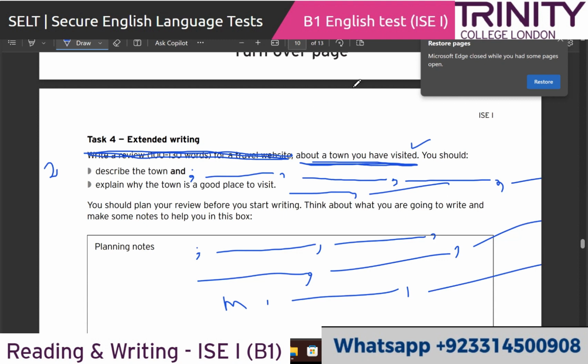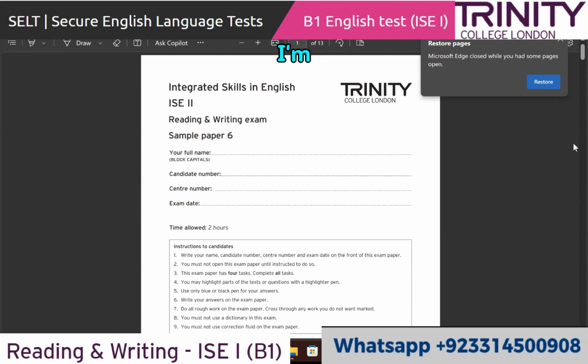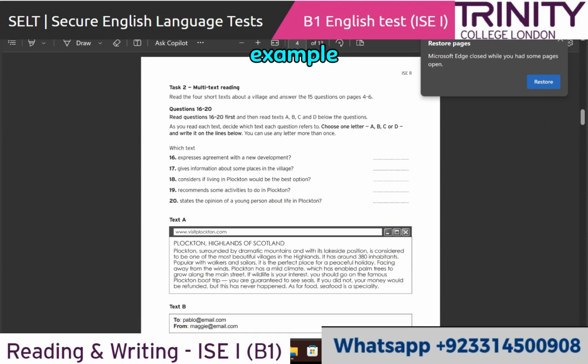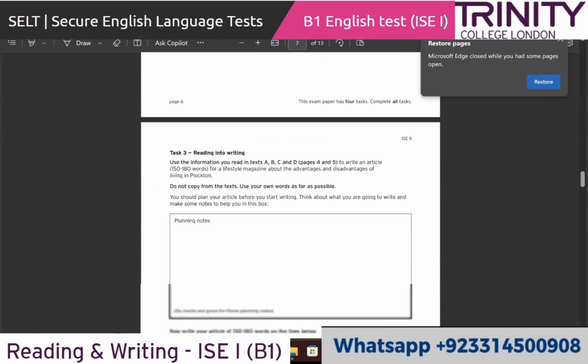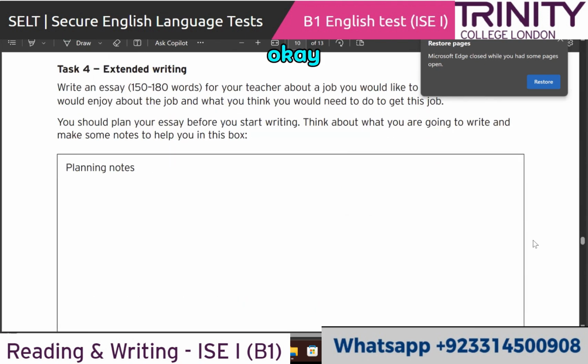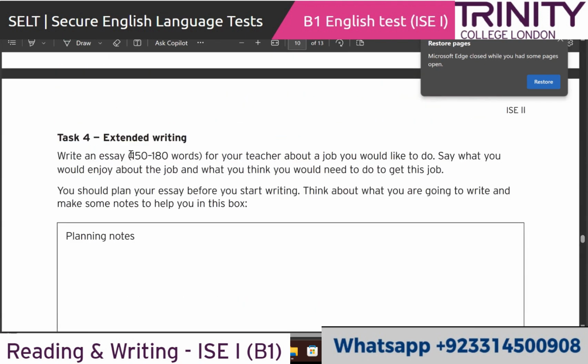Easy. Now, the last example that I'm going to give to you about writing is this one. Write an essay. Even if they have written write a letter, you don't care, because you don't have to start your letter with hello, how are you? No. Your concern is only explaining the points. Sorry, this is ISE 2. Never mind. This is a wrong paper.